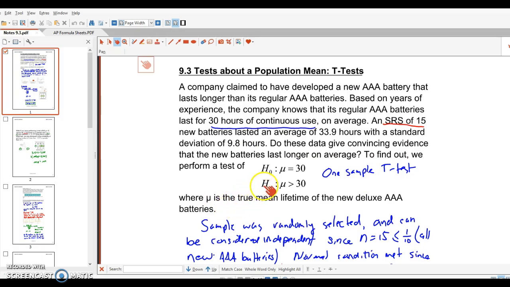So for our state step, we would have to say we wish to test at the 5% level, for instance, the hypotheses where the mean is equal to 30. In other words, they're no better than the old batteries, versus the alternative that the mean is greater than 30, where the mean is the true average lifetime of the new deluxe AAA batteries. Some people found that they liked labeling the type of test up here at the beginning, so you're welcome to do that in the state step or save it down for the plan step like we did last time.